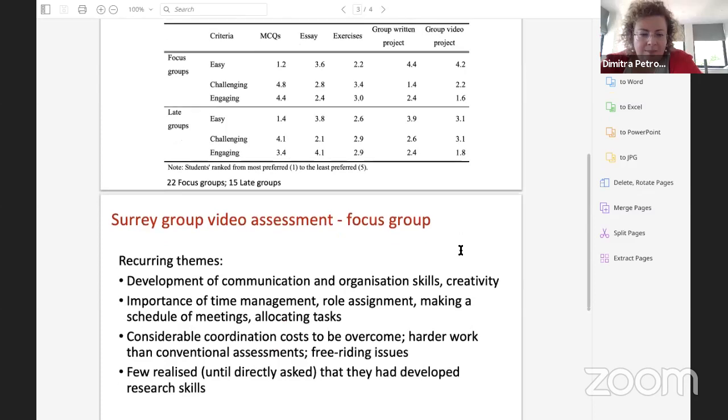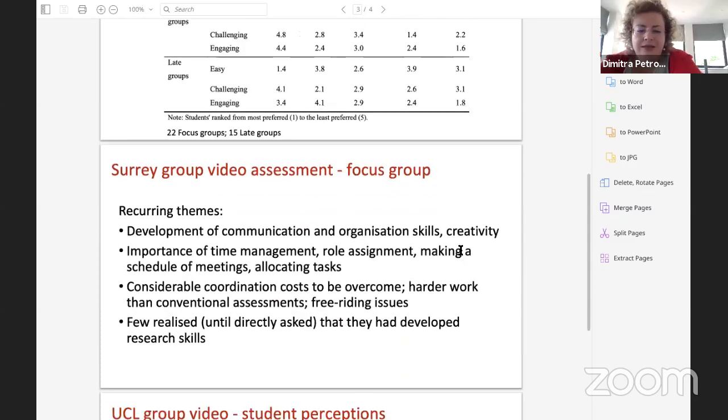And in the chat, the things that came out were learning, time management, and role assignment. Most people had a team leader. We didn't tell them to do it. They just did it of their own accord. And getting their head around how to coordinate the tasks took a lot of time, and there were concerns about free riding as well.